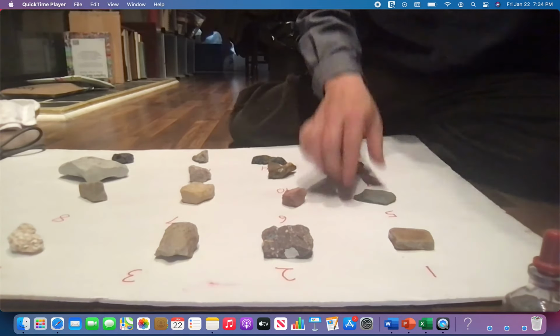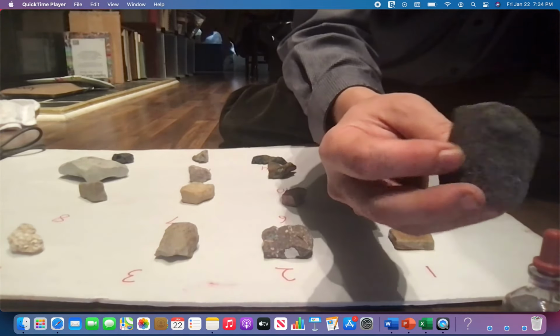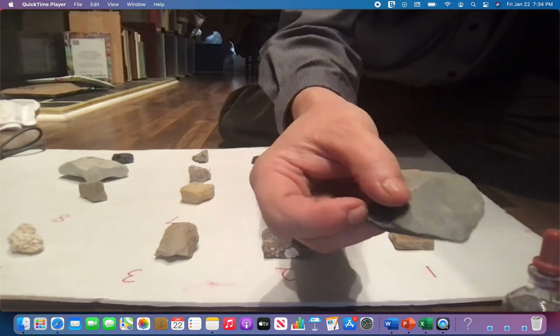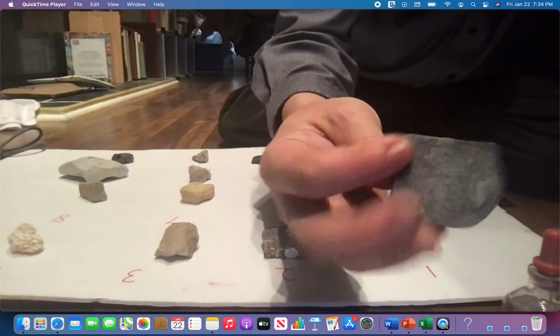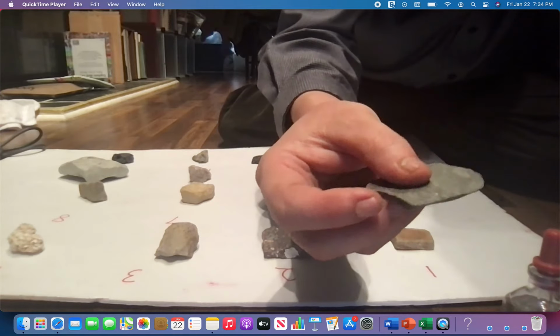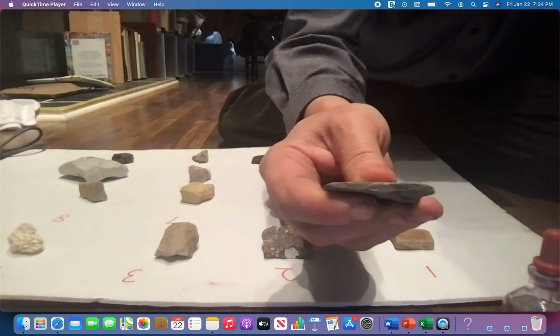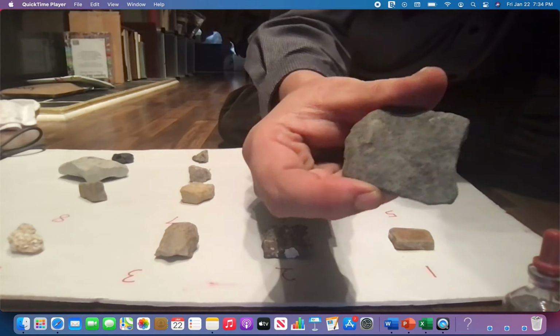Sample number 5. Look how flat this rock is. Look how small the particles are in this rock. I could break this rock with my fingers. Sample number 5.